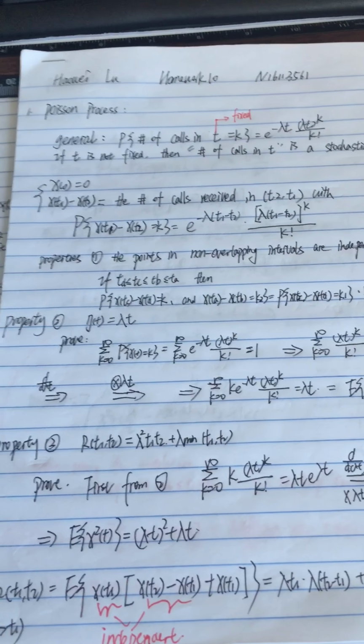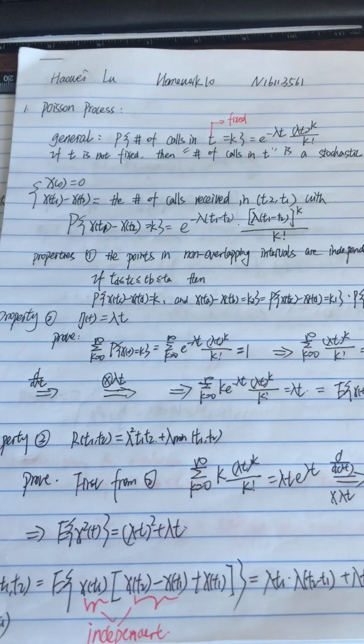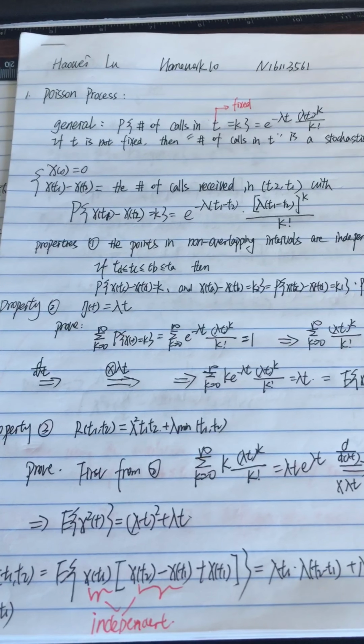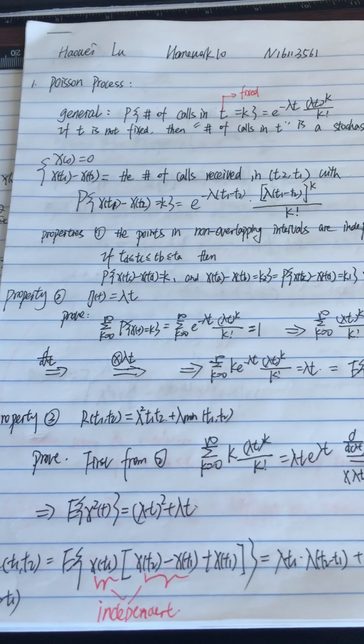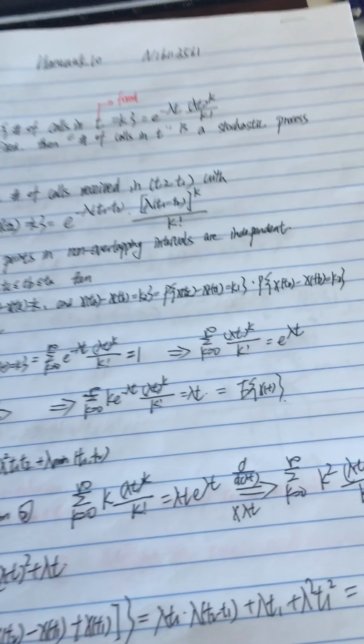And for the question, we need to illustrate some definition and simple property of the stochastic process. The first example is the Poisson process.